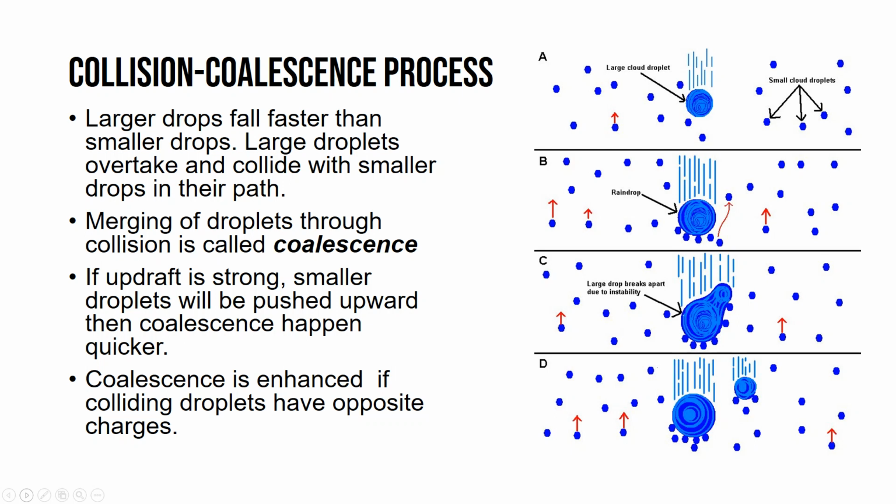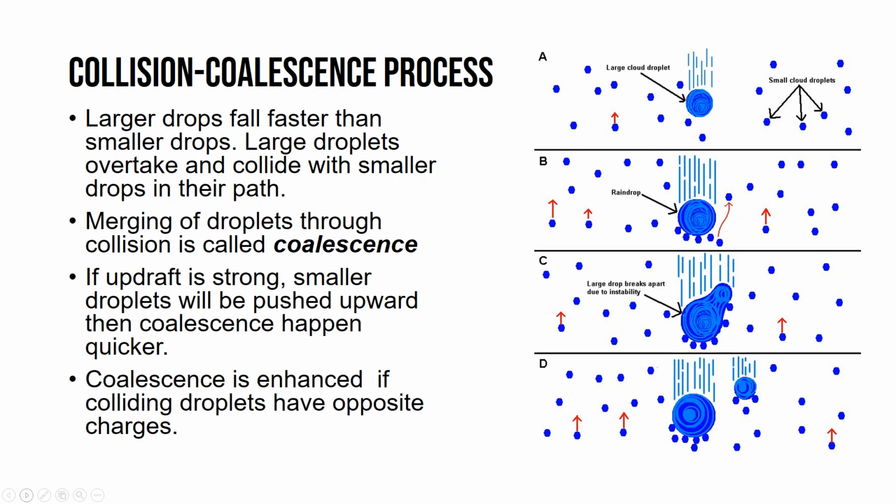If the updraft is strong, or the vertical wind is strong, smaller droplets will be pushed upward, and then coalescence can happen quicker. So you can see the red small arrows pointing up. That's what we mean by updraft. That is pushing smaller droplets upward, making them collide with larger droplets.